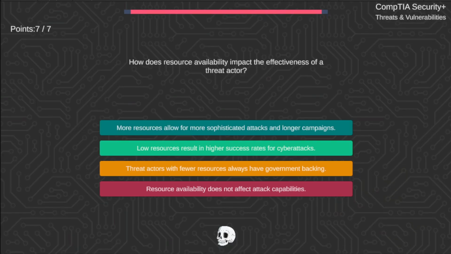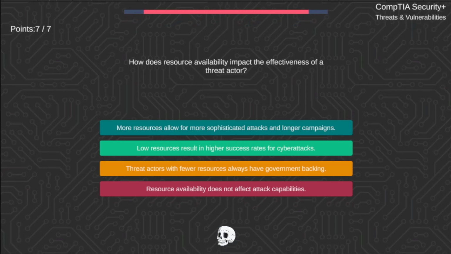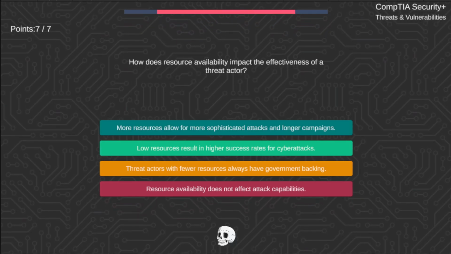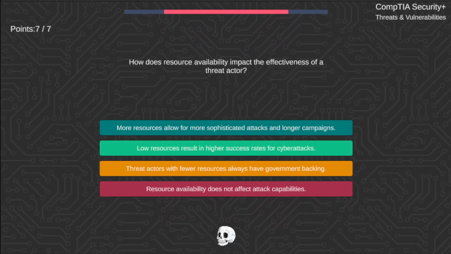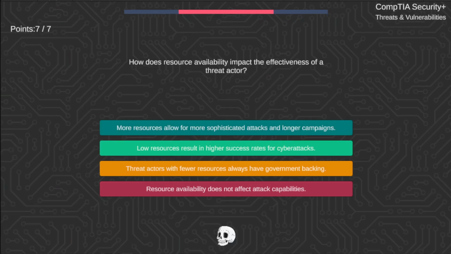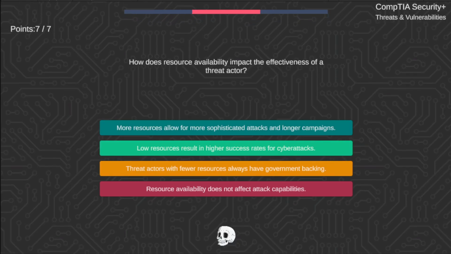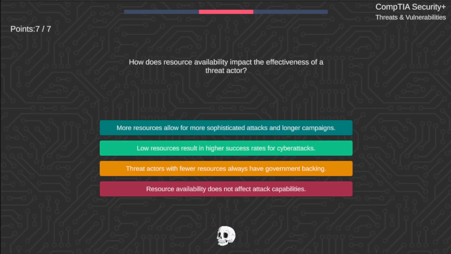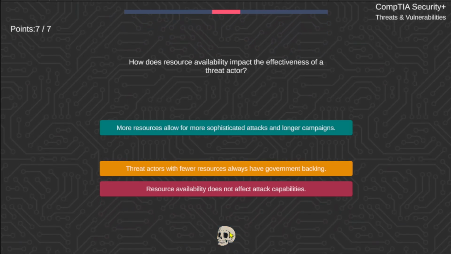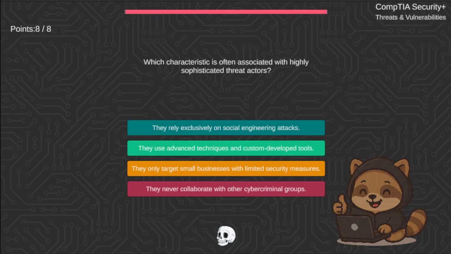How does resource availability impact the effectiveness of a threat actor? More resources allow for more sophisticated attacks and longer campaigns. Low resources result in higher success rates for cyber attacks. Threat actors with fewer resources always have government backing. Or resource availability does not affect attack capabilities. Correct answer is more resources allow for more sophisticated attacks and longer campaigns.